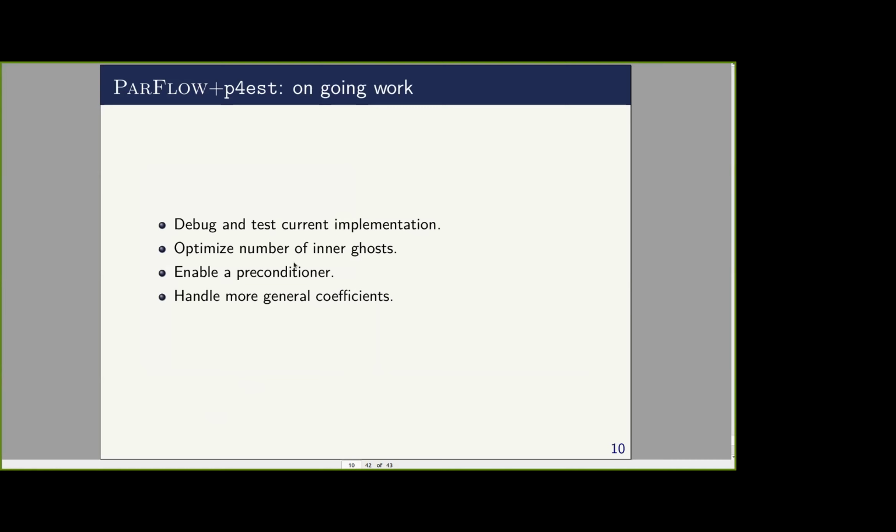This is something I am currently investigating, and by doing all this debugging and testing, I also noticed that I found room for several optimizations. For instance, these inner ghost cells that I talked about at the beginning: there are some cases where I'm allocating too many of them and wasting some resources. And also, handling more general coefficients, because for the example I showed before, the conductivity tensor is basically constant, or the identity, so it's easier.